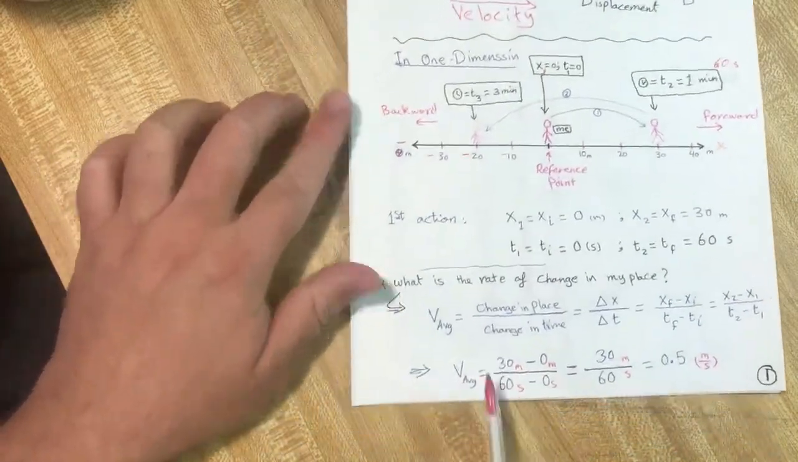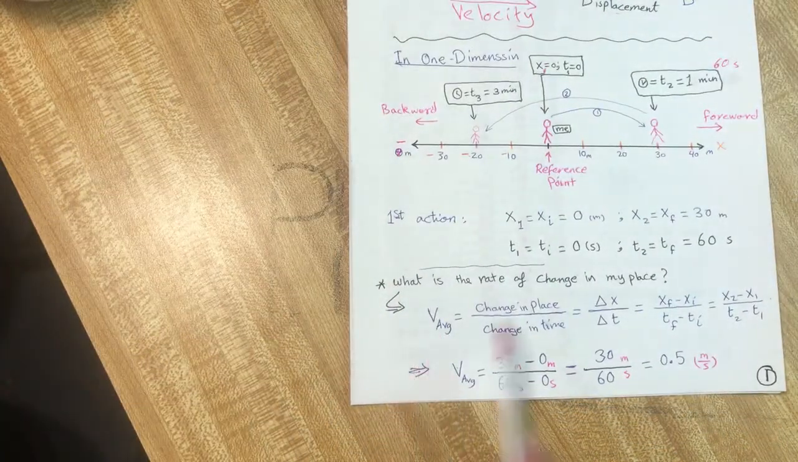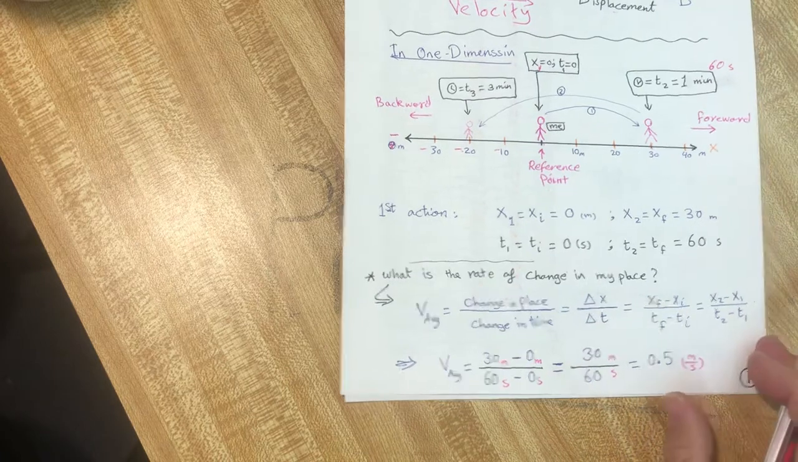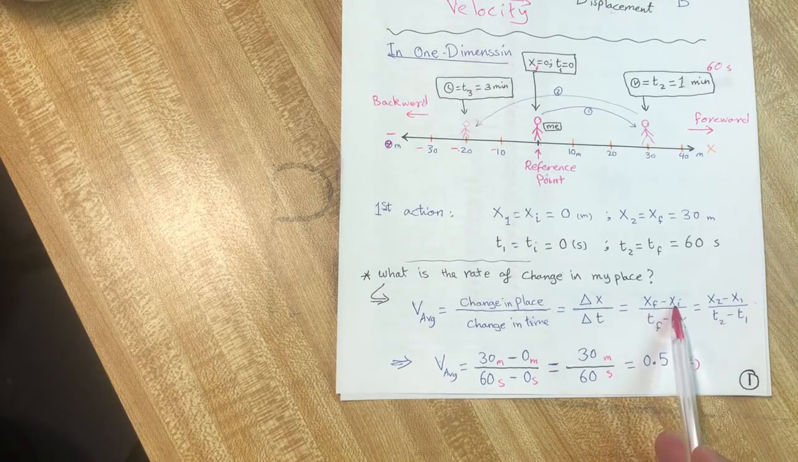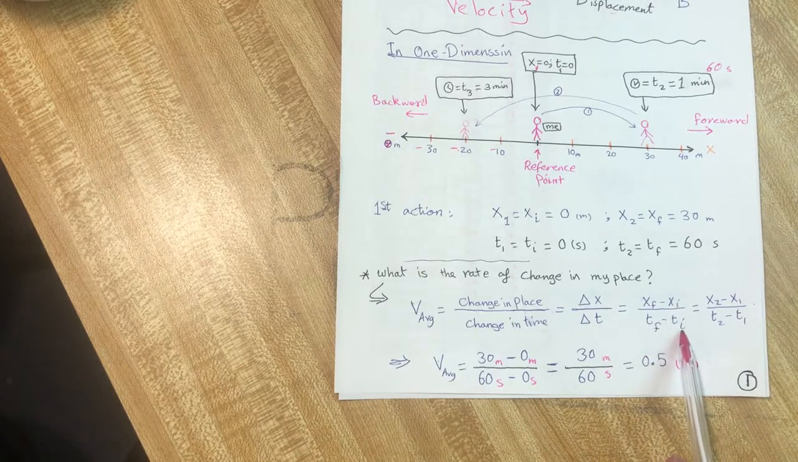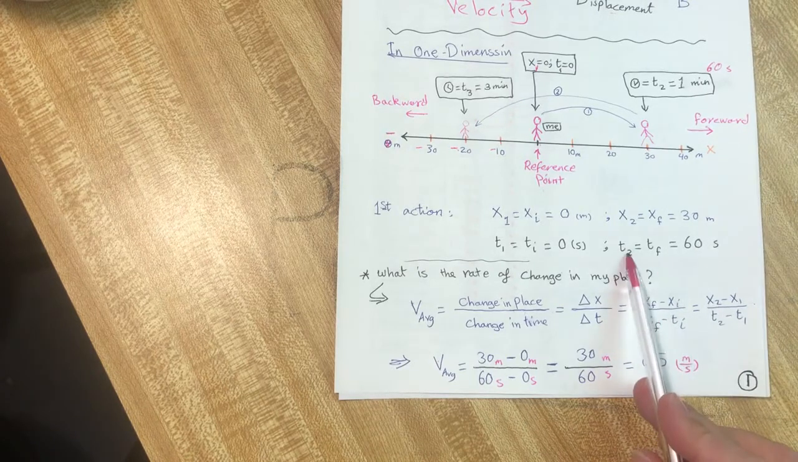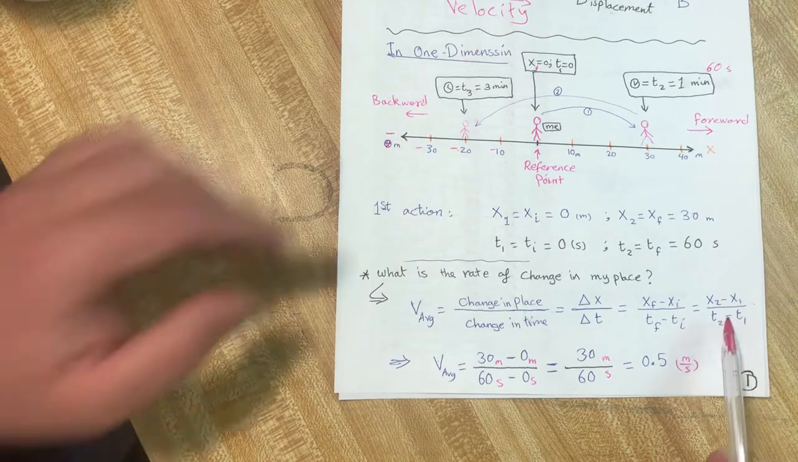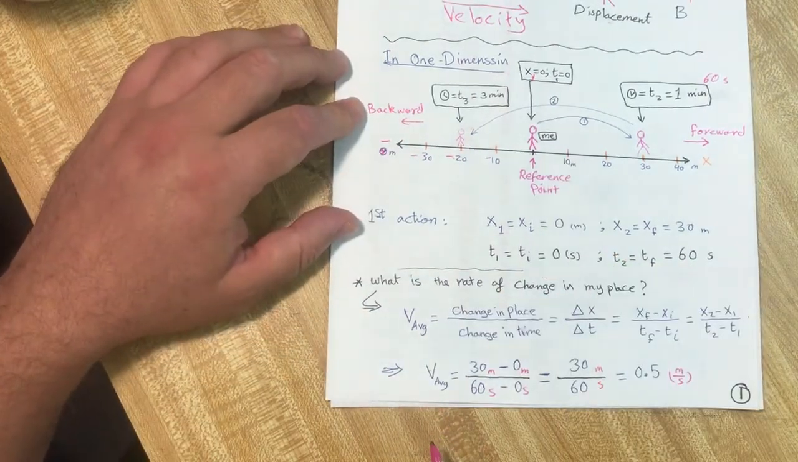Okay, the average velocity or the average speed in our direction here is the change in place over the change in time, which is delta x over delta t. This symbol, the triangle, is delta, meaning the change in x, change in time, which is x final minus x initial over t final minus t initial. What is x final? It is x2, which is 30. What is x initial? It is x1. What is t final? It is t2. What is t initial? It is t1 in our situation here.